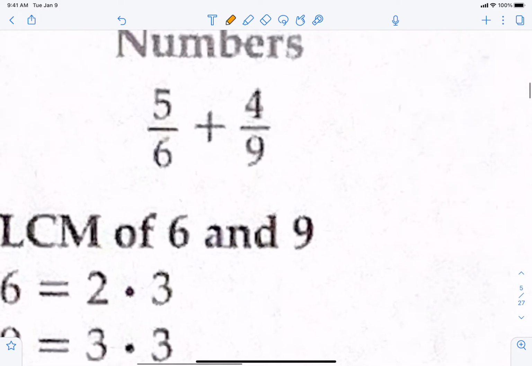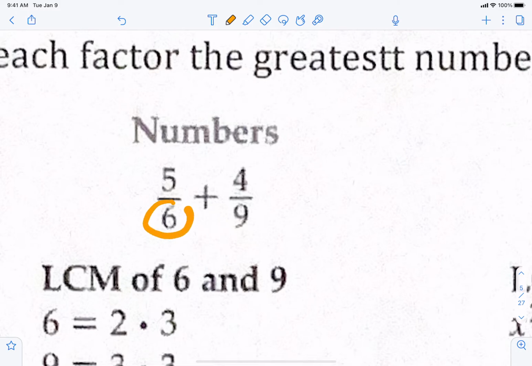Now, let me talk about what least common multiple is. When we're adding these two together, my denominators are 6 and 9. I could use 54 as my denominator, right? 6 times 9 is 54. But is that the smallest number? Is that the least number that both of them go into? Jason's saying 18 is what you can use. So instead of using 54, we use 18 instead.